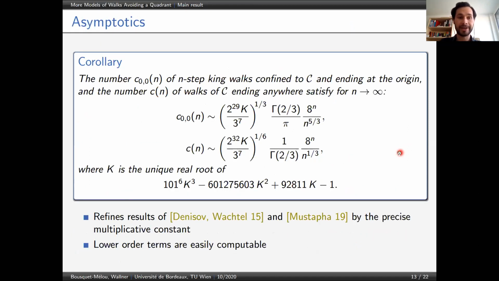From this result, we can get asymptotics, for example, of the number of excursions or the total number of walks. And what I want to pinpoint here is that with our approach and with our result, we're able to make the multiplicative constant, which was unknown so far, completely explicit. This then refines previous results of Denisov and Wachtel and Mustafa by this precise multiplicative constant. And if you want to do so, we're also able to compute low-order terms very easily.